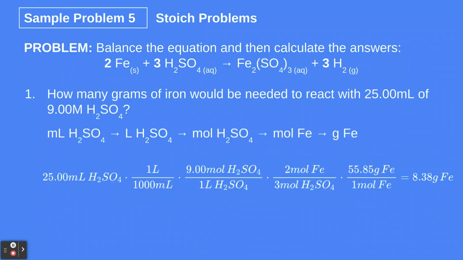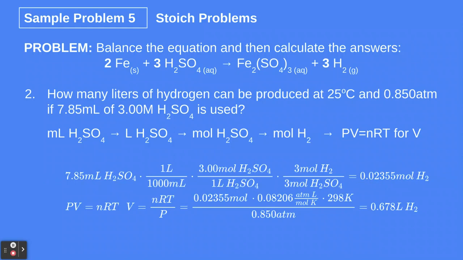So here is the answer to number one. We're going to go milliliters of sulfuric to liters of sulfuric to moles of sulfuric to moles of iron to grams of iron. So we're going to start there with the 25.00 milliliters of sulfuric acid, get us out of milliliters and into liters, and then out of liters into moles using that molarity. So 9.00 M is 9 moles per 1 liter. Then we use the mole ratio, 3 moles of sulfuric to 2 moles of iron, and then the molar mass of iron at the end. So we get 8.38 grams of iron.